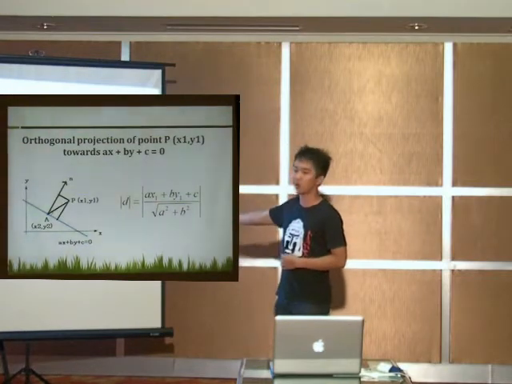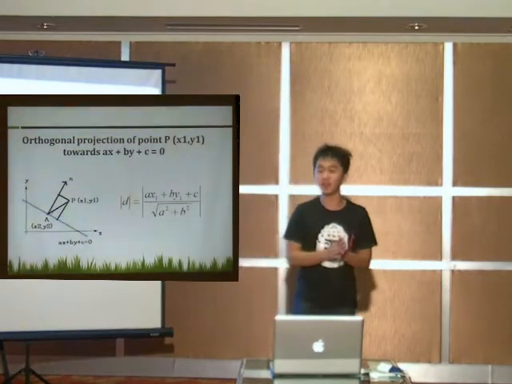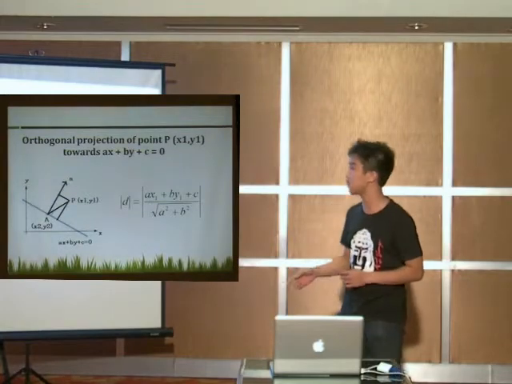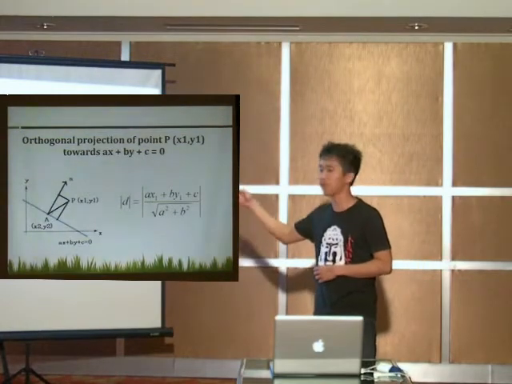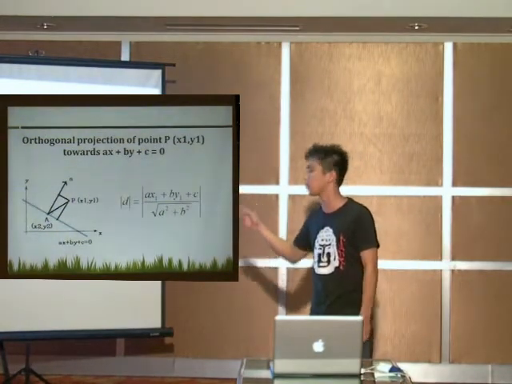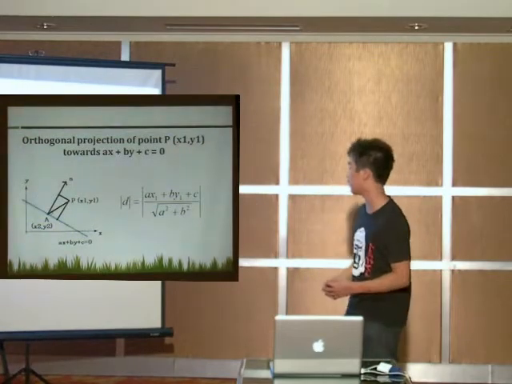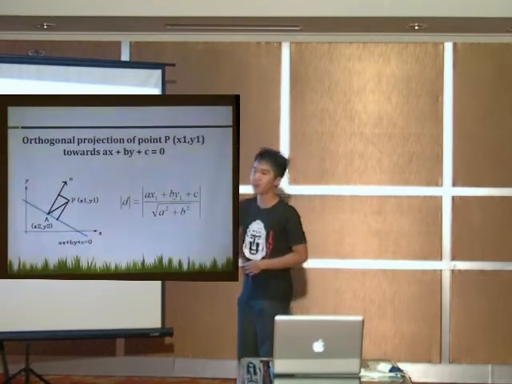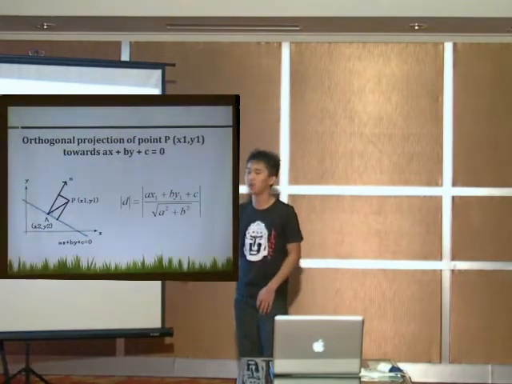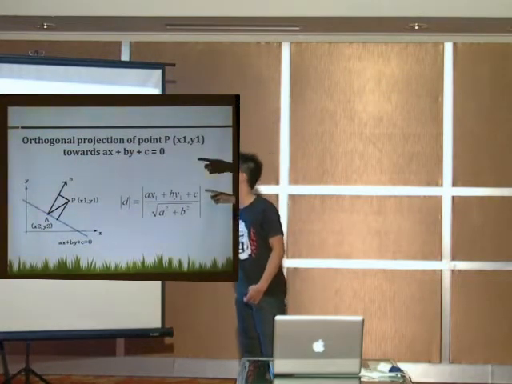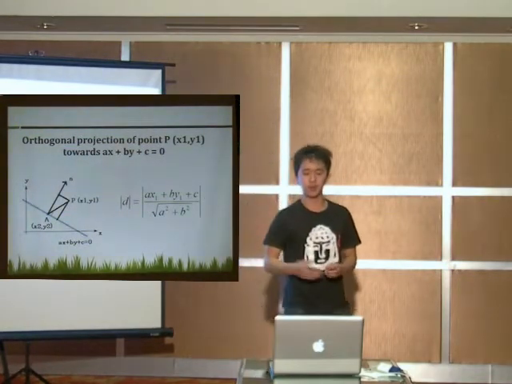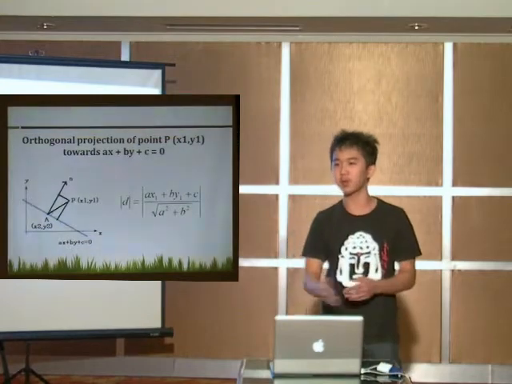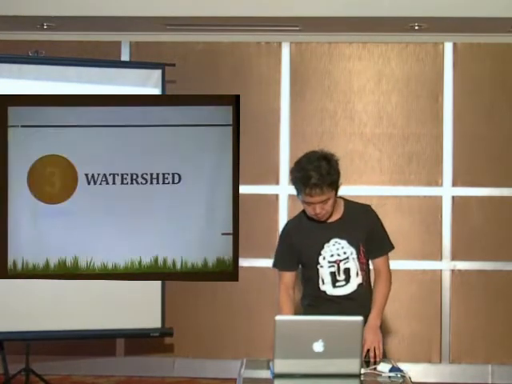Actually, this equation already existed in the 19th century. The name for this equation is the orthogonal projection formula. As you can see, it is basically a perpendicular projection to a line, which we will then use an algorithm to further analyze the numbers.